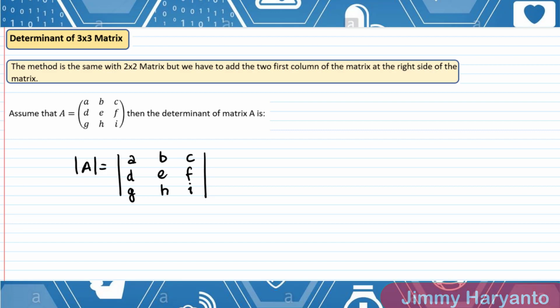After that, please remember that for 3 times 3 with Sarrus method, you will have to copy the first 2 columns. You have to copy A, D, G, and B, E, H at the right side of the matrix. After that you can do the same thing as with the 2 times 2 matrix. First you have to multiply diagonally, starting from the top left, going to the bottom right.